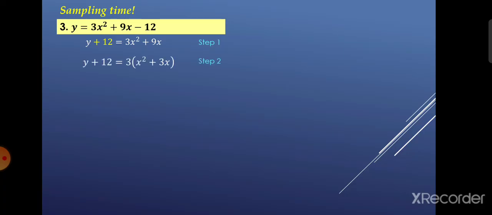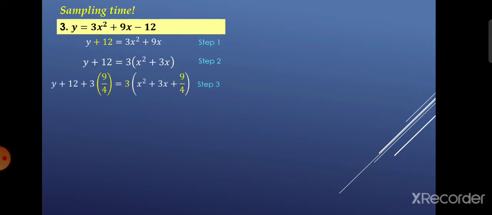Next, factor out the right side. So copy y plus 12 equals 3. The common factor of 3 and 9 is 3. Put the 3 outside the parentheses. Then multiply. 3 times x squared is 3x squared. 3 times 3x is 9x.